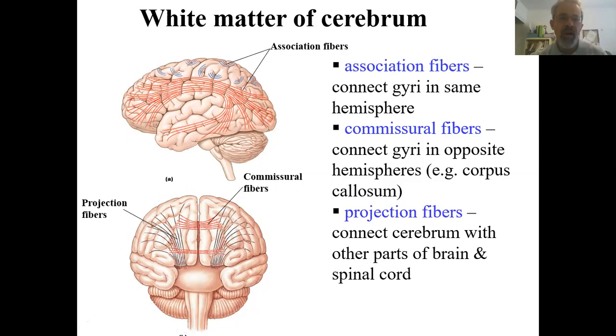The third one are the projection fibers, and these send information from the cerebrum or the telencephalon to other parts of the brain and spinal cord. So for example, from the frontal lobe, you can send it to maybe the cerebellum or the pons, or other areas that we haven't spoken about yet. So there's a lot of communication, different ways, local versus distant.